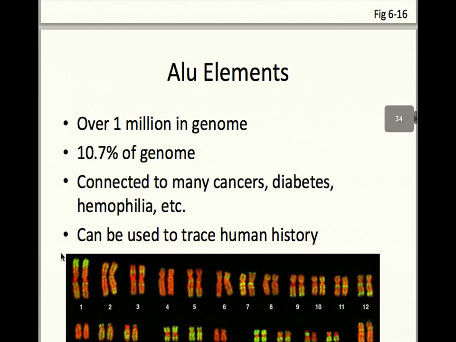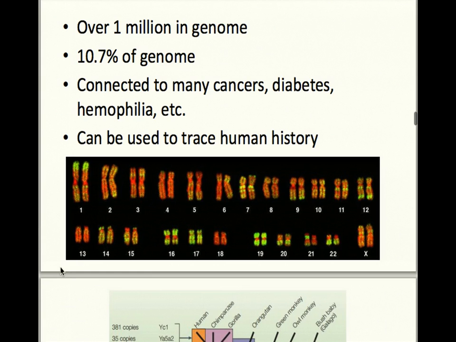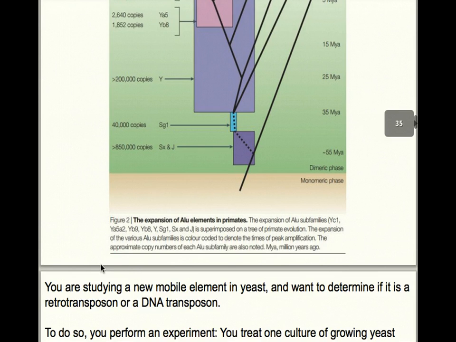ALU elements are just an example of SINEs. I'm not going to read these bullet points here, but you can go through the slides. So just like organisms, these genomic parasites evolve over time. The sequences change over time. And so you can look at the sequences of SINEs, of ALU elements, for example, and use them as a kind of tracer of phylogeny in order to help assemble evolutionary trees.